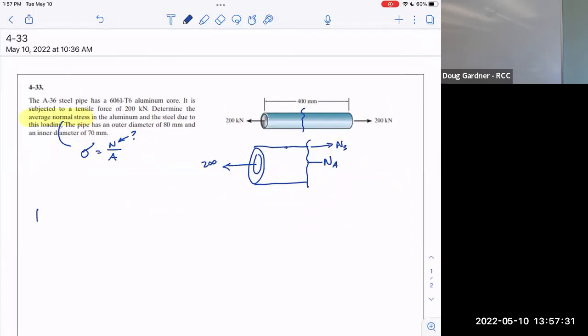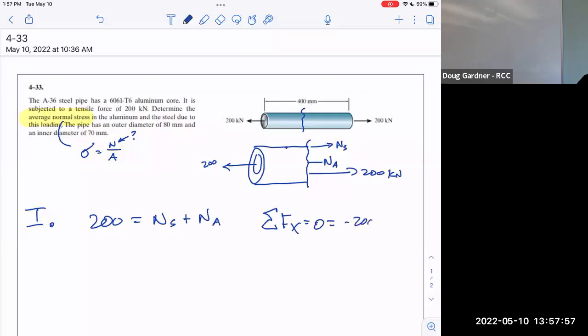So true to my style, I'm going to say there's 200 going to the left, so there's got to be 200 going to the right. Part of me would just want to go 200 here. Is that okay to do? Yep, it is. But notice that would mean that 200 has got to equal the normal force of the steel plus the normal force of the aluminum. Again, I could say the sum of the forces in X has to be 0, and I've got negative 200, positive N_S, positive N_A, and that's the same equation.